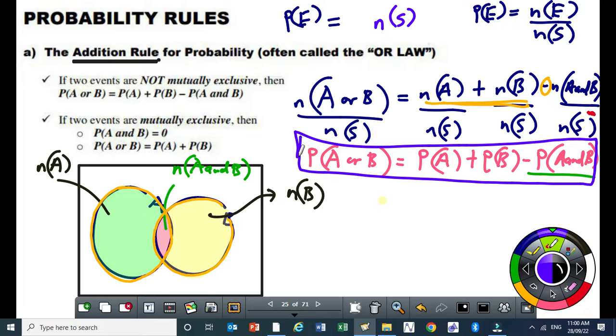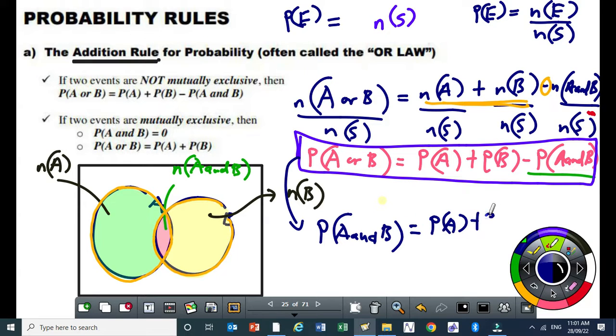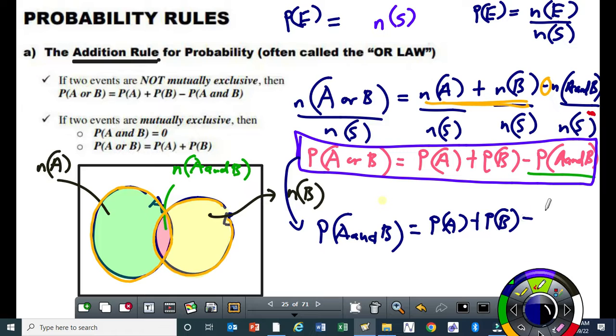But this formula can also be written by making P(A and B) the subject. You can write P(A and B), you just swap these two. Am I right from an equation's perspective? If I want to make P(A and B) the subject, I'll just take the minus P(A and B) to the left. It becomes positive. Then take the P(A or B) to the right. So you end up getting P(A and B) equals P(A) plus P(B) minus P(A or B).